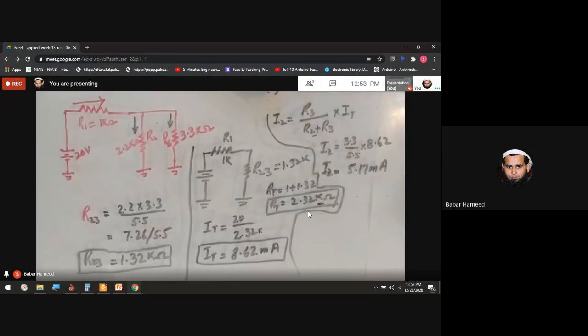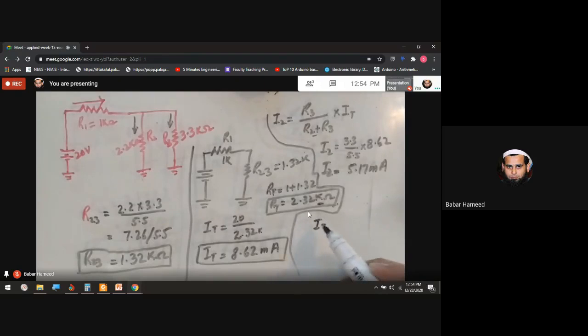I2 is equal to 5.17 milliampere. A similar problem you solved in chapter number 6. The total current flowing here is 8.62 milliampere, and one branch gets a current of 5.17 milliampere. And how much current will the second branch get? Obviously we can find it by the difference of both.